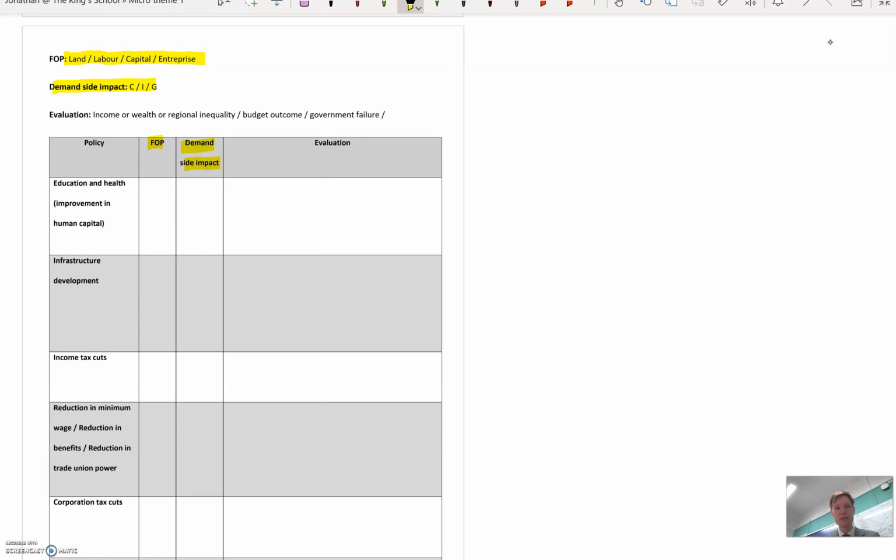Now that's not directly relevant to a supply-side policy essay, but you could mention it if you were evaluating with the view that some of these are long-term policies. They are, but they also have short-term demand-side impacts.